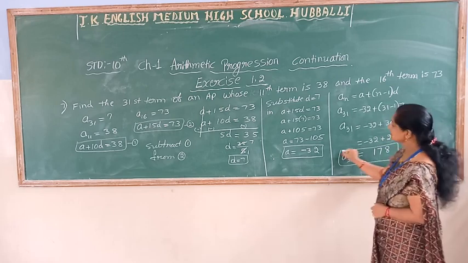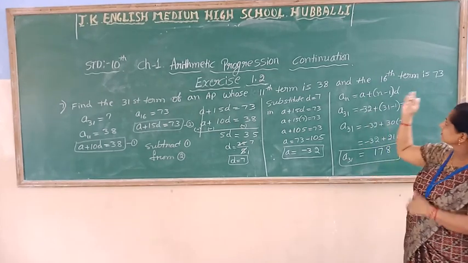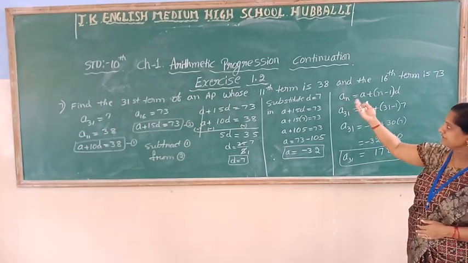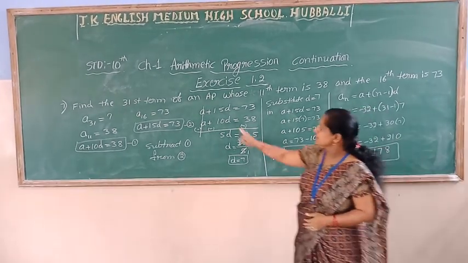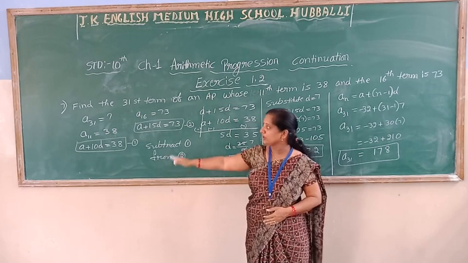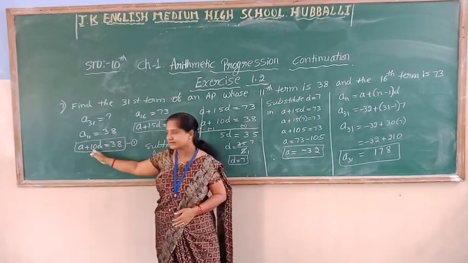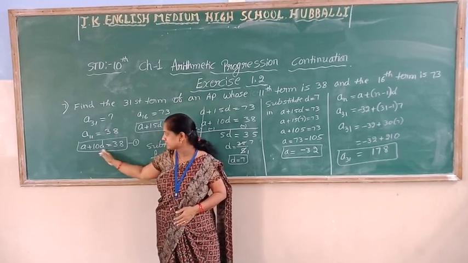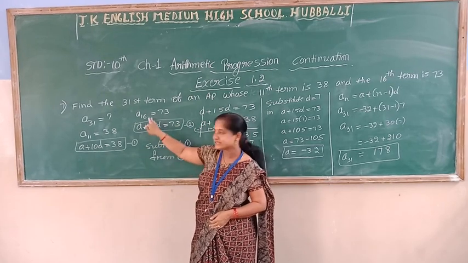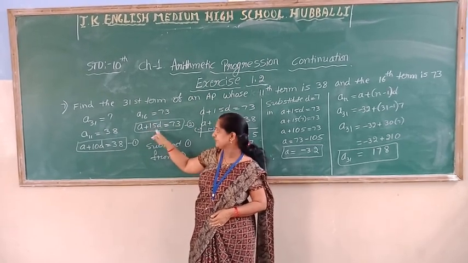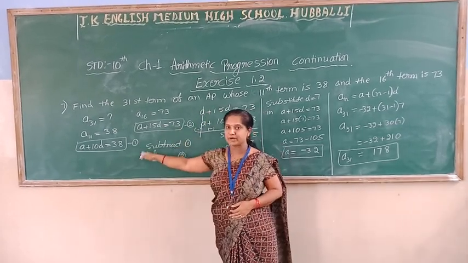Find the 31st term. So read once again now. Find the 31st term of an AP, given the 11th term is equal to 38 and the 16th term is equal to 73. According to the given values, I can write the 11th term is equal to 38, and with the general formula that is A plus 10B is equal to 38, and the 16th term is A plus 15B is equal to 73.